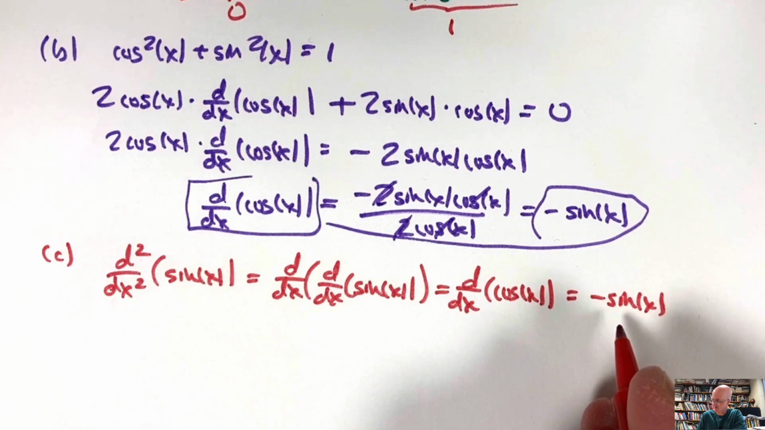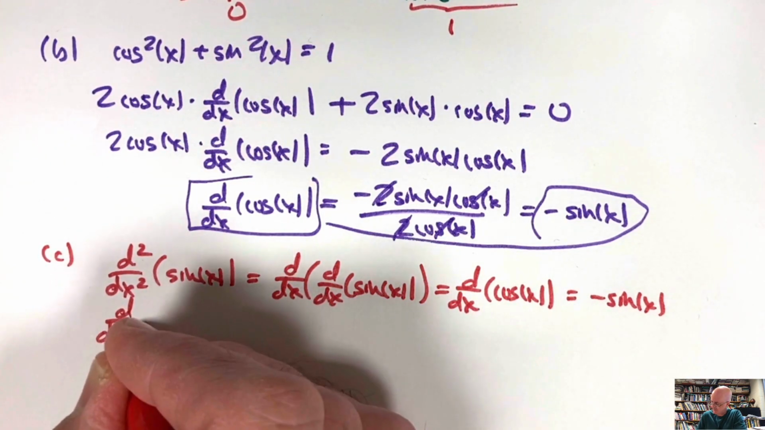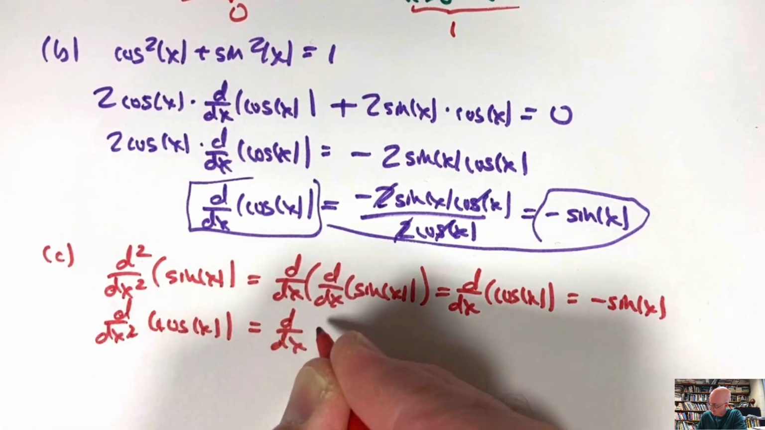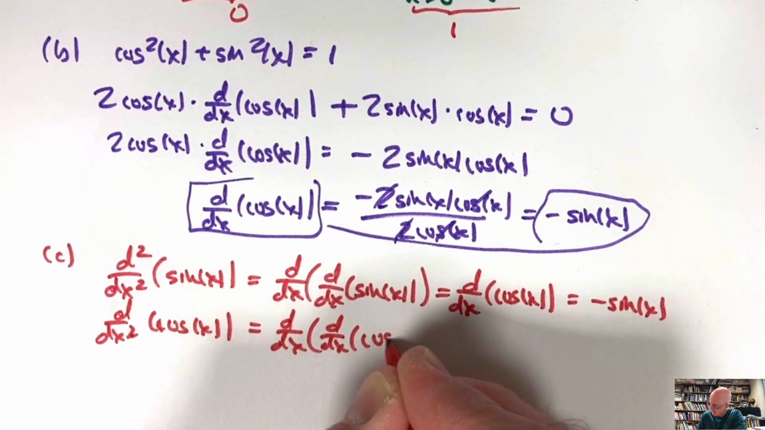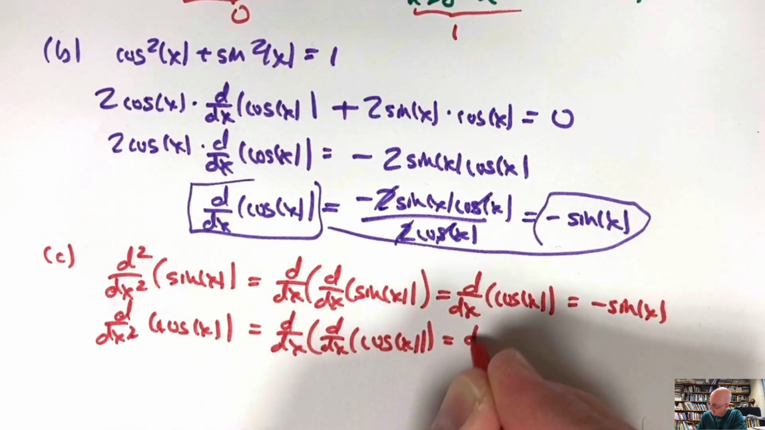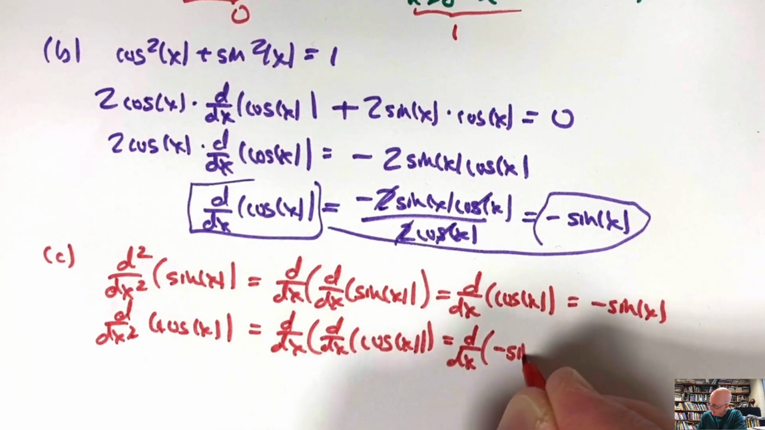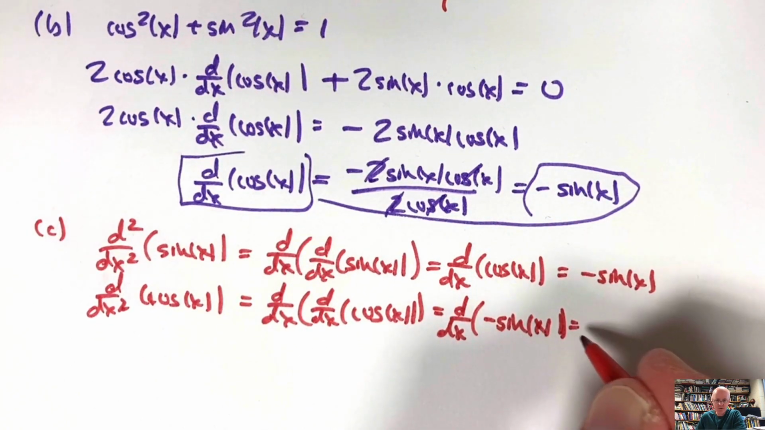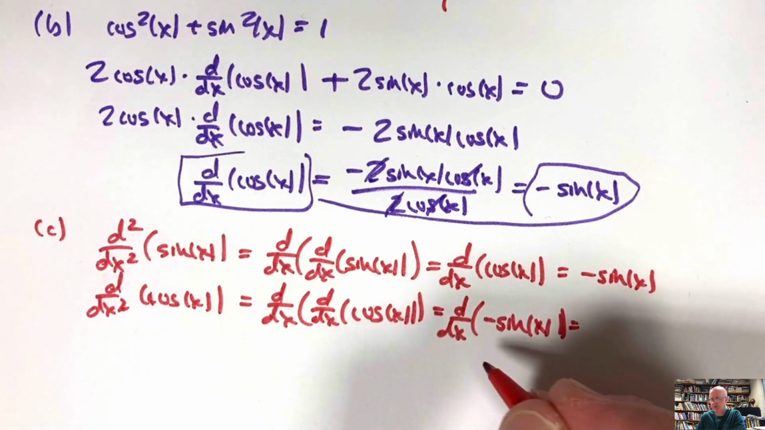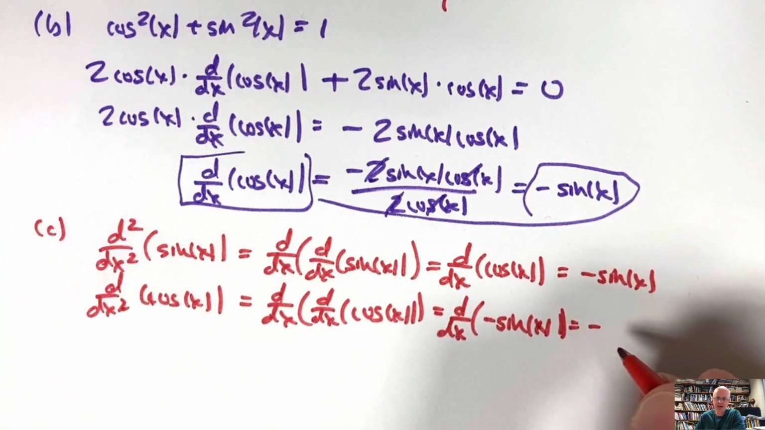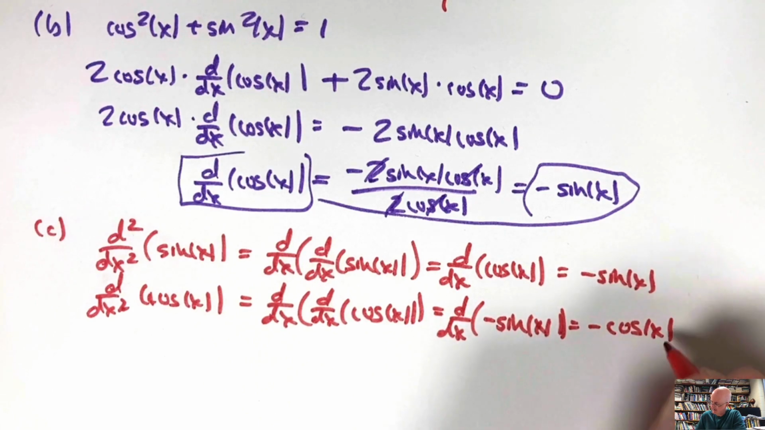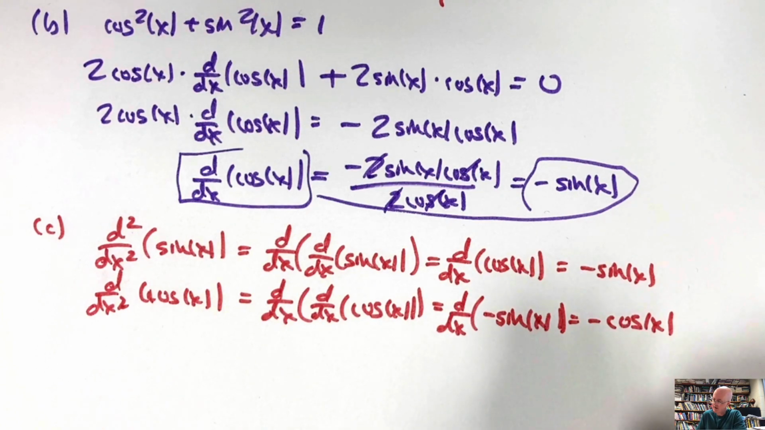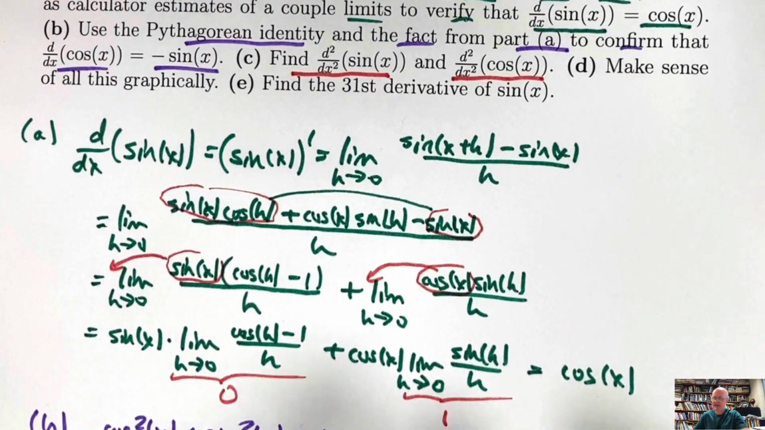Weird, but true. What happens with the cosine function? What's its second derivative? It would be the derivative of the derivative. We just derived that the derivative of the cosine function is the opposite of the sine function, negative sine x. And the negative sign can come out in front, so I get negative times the derivative of sine of x, but the derivative of sine of x is cosine of x. Hey, the second derivative of the cosine function is the opposite of itself as well. Wow, kind of wild. Part D says, make sense of all this graphically.